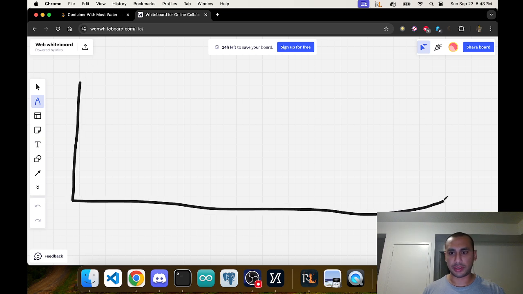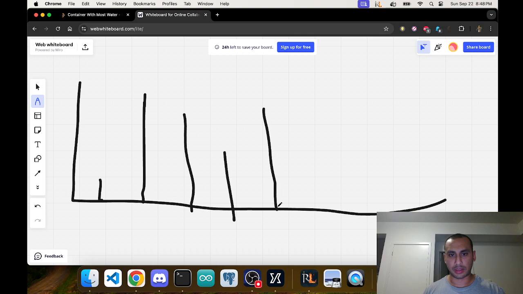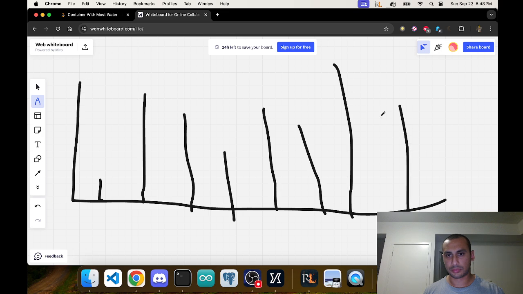So if I was to do this and mimic it, we do 1, 2, 3, let's make this taller, 4, 5, let's make this taller than this, 6, 7, 8. So let's make this taller than that line. So these 2 lines are like the target lines, for example.